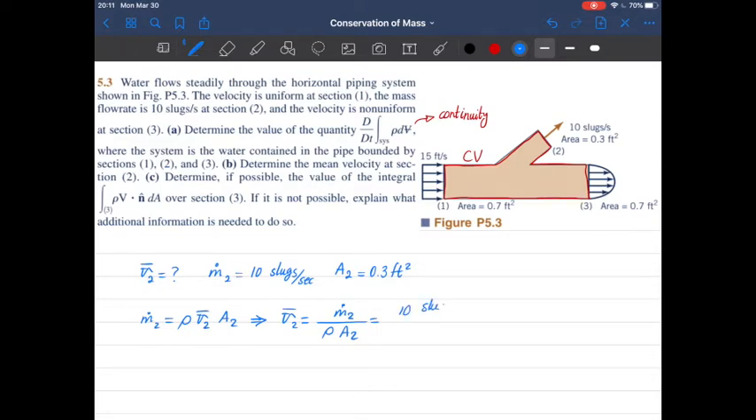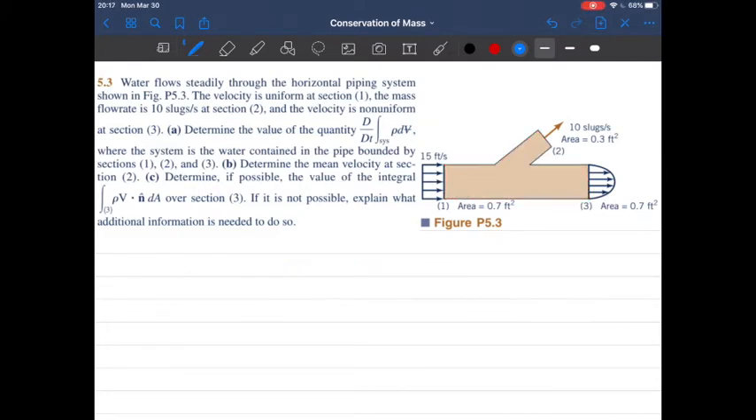It's given as 10 slugs per second. And also the fluid density for water is 1.94 slugs per cubic foot. And the area at point 2 is given as 0.3 square feet. So from here we can find the mean velocity at section 2, which is 17.18. So in part C, it says determine, if possible, the value of this integral over section 3.